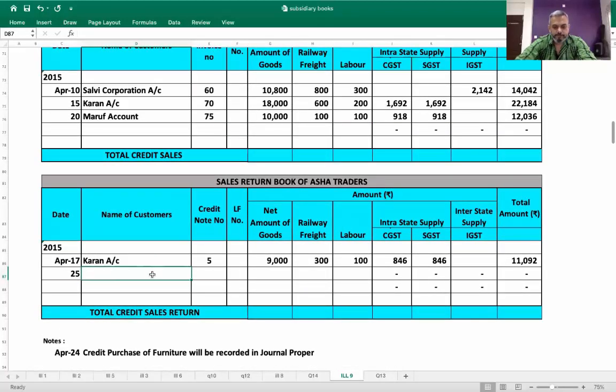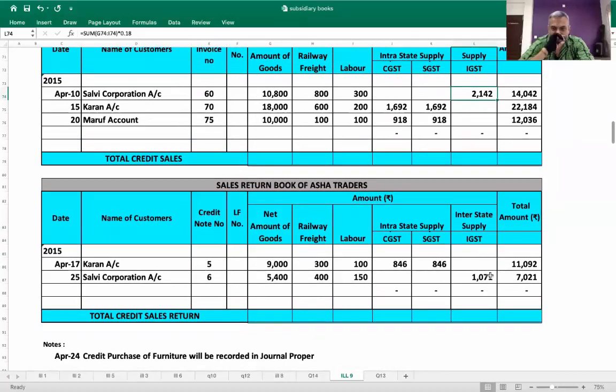Salvi Corporation account. Credit note number 6. Amount is 50%. So directly 5,400. Railway freight का credit कितना दिया 400 and labor 150. So 400 and 150. Now Salvi Corporation में you can see over here IGST था at the time of sale. So at the time of sales return it will be IGST. Please be careful about this. या फिर क्या करना ये पूरा ट्रांजैक्शन का exactly half कर देना. That also you can do.